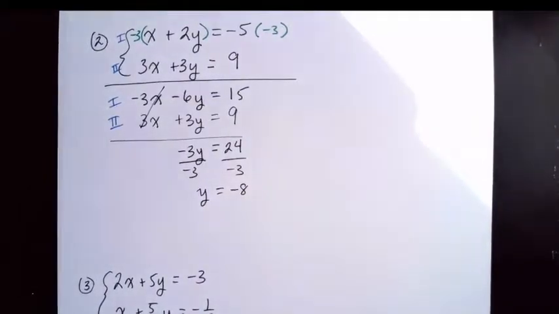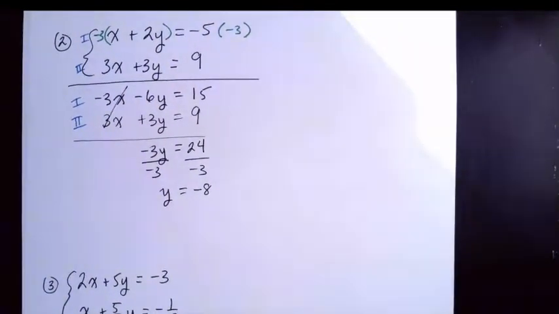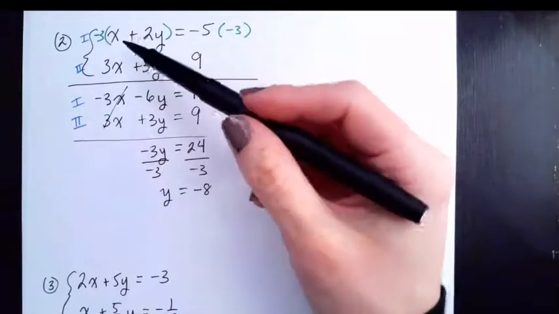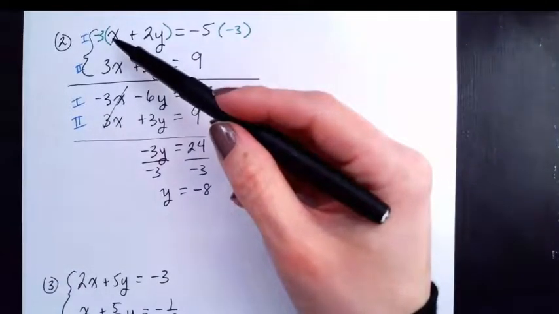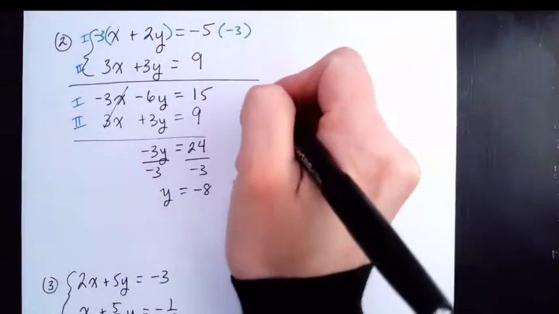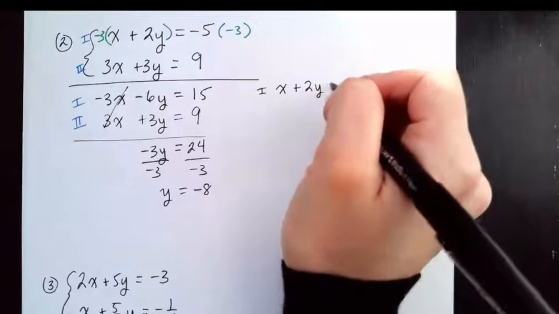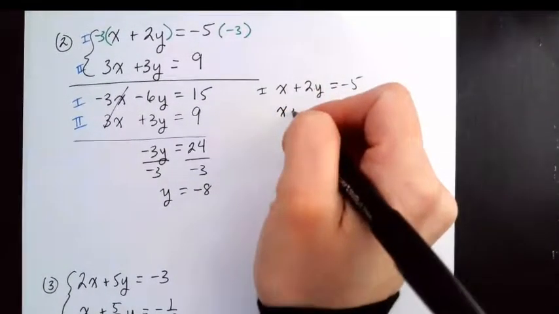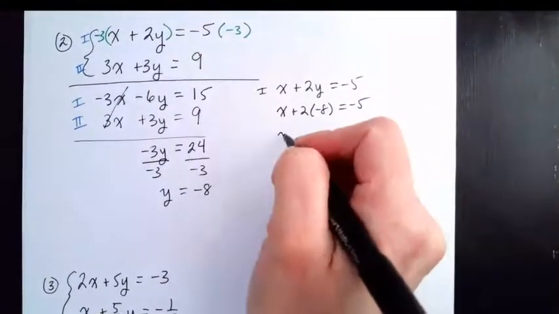Once I have the y value, I can find the corresponding x value. I can pick either of my original equations or any version of them. I'm going to go back to my first equation where the x has a coefficient of 1, because that will just be a little bit easier to work with. Replacing y with -8. And then solving for x.